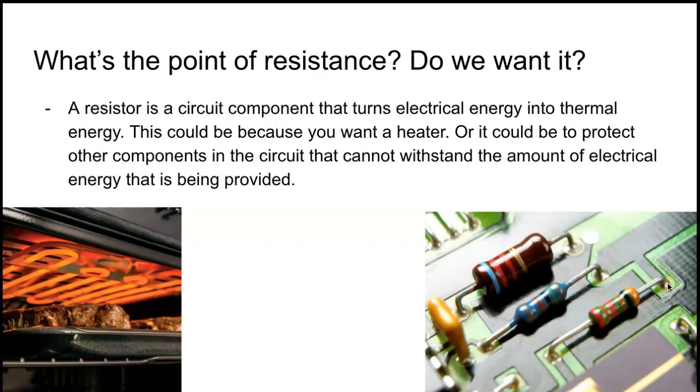For example, on the left here you have that resistor, that orange glow, being used as a heating element in an oven. Or on the right side, you could have resistors that look like these. That's what those cylinders with the paint stripes on them are. They are resistors in an electronics circuit that are used to protect other components in the circuit and control how much current is going through any particular component at any given time.